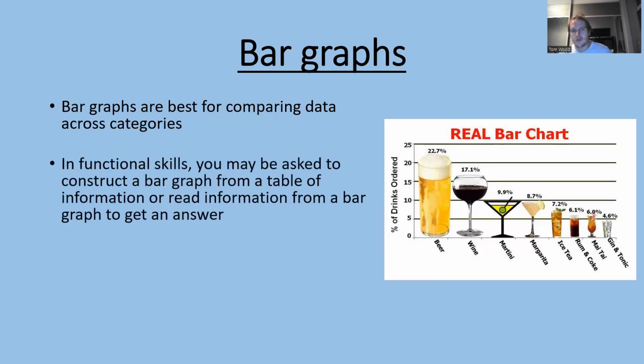So in functional skills, we may be asked to construct a bar graph from nothing. And again, this could be for level 1 or level 2. With that being said, it could also be a line graph. But again, if you were to construct either, you'd get the marks. That's why I only really highlight bar graphs, because bar graphs and line graphs are really the exact same.